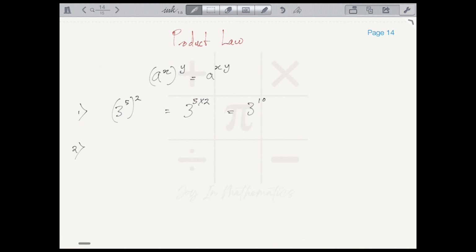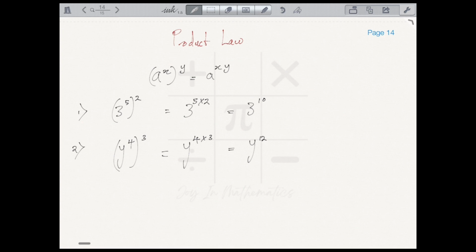Let's take another example. We're given y raised to the power 4, all raised to the power of 3. The expression we are considering is y raised to the power 4, and it is itself raised to the power of 3. So the result will be the same base and their powers multiplied. So this will give us y raised to the power of 12.